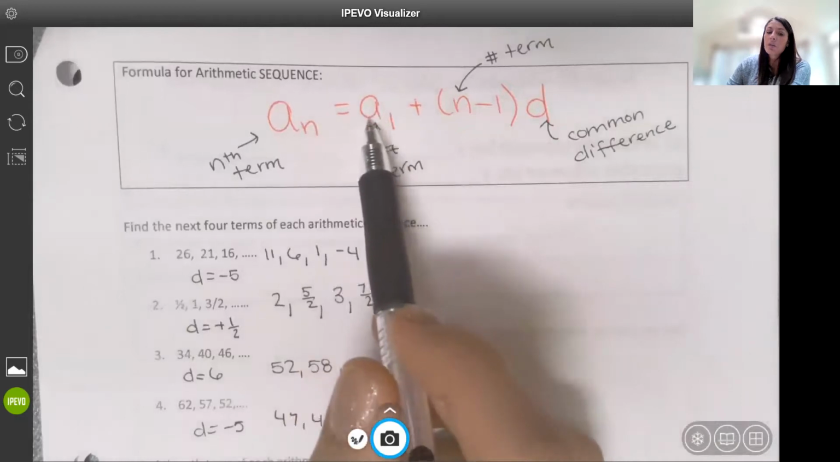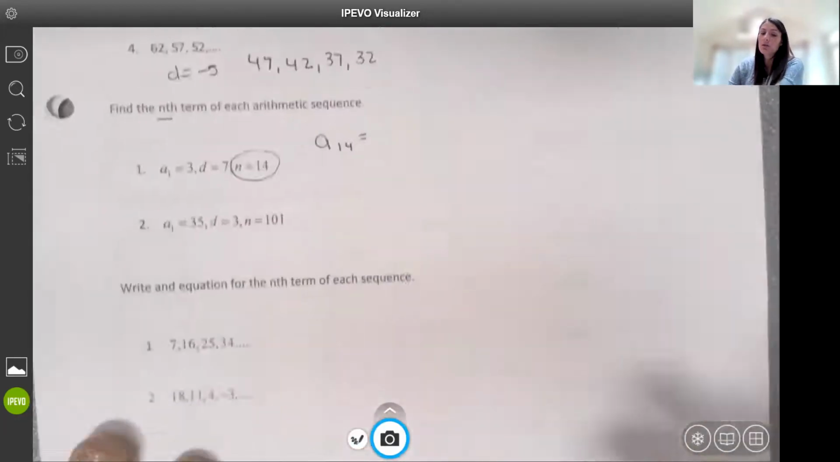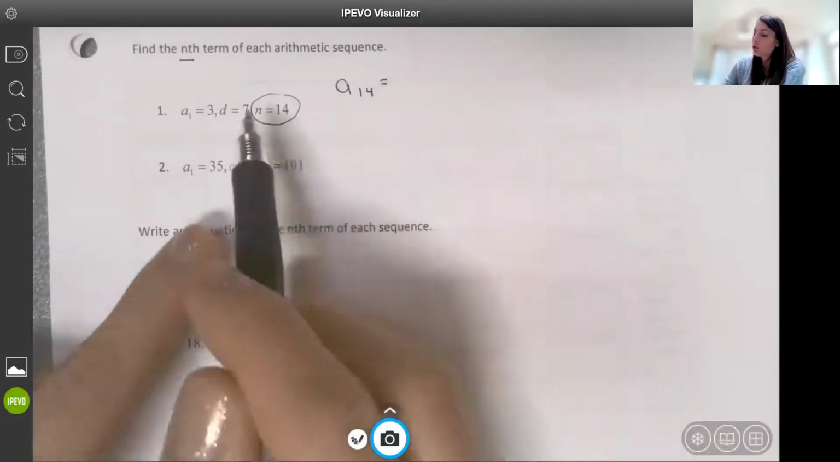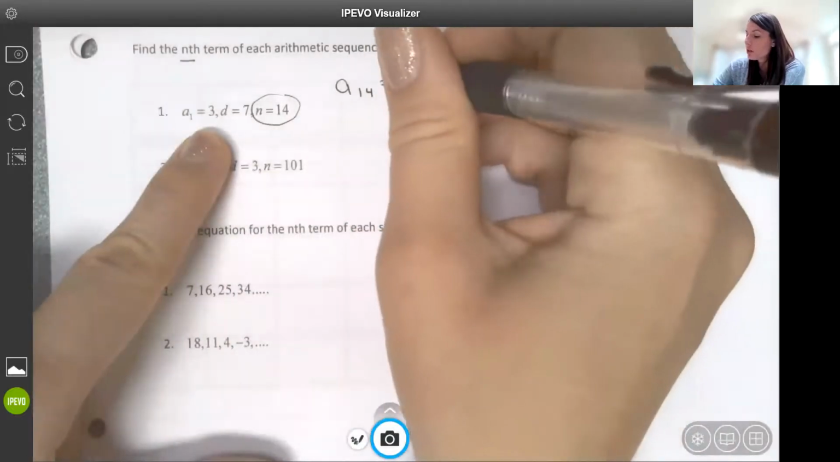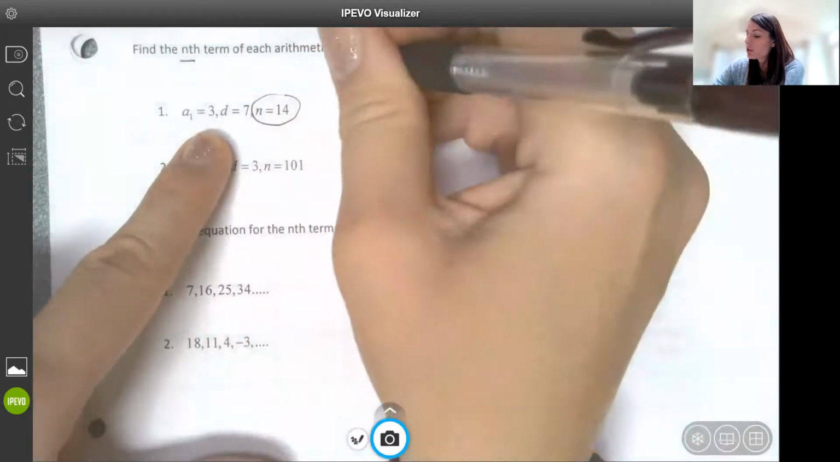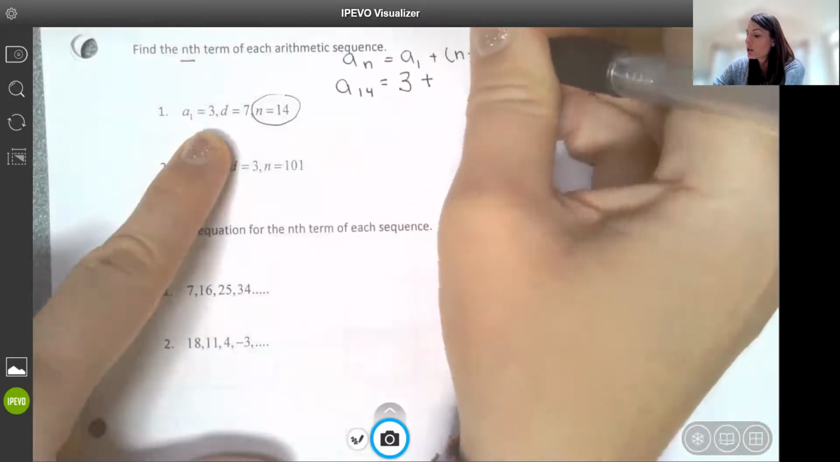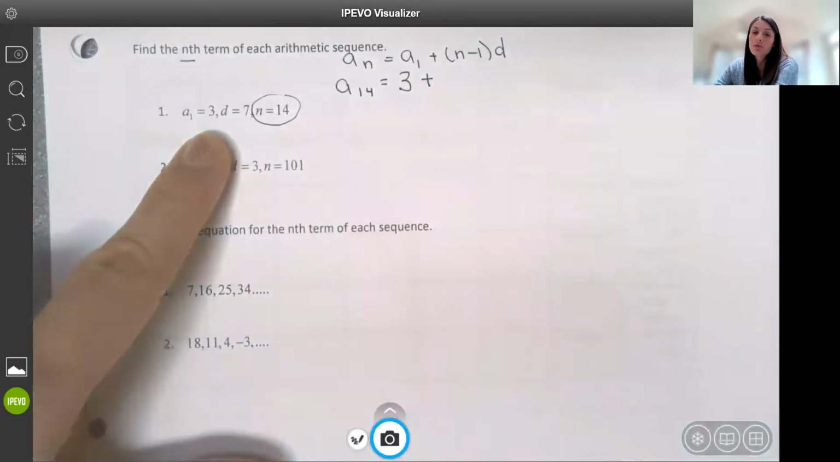And I can plug in what it gives me for the first term, n, and my difference, and I'll be able to just do the math there. So my first term is 3 plus my formula. So let me rewrite my formula up above. A sub n equals my first term plus n minus 1 times my difference. That's my formula from up above.